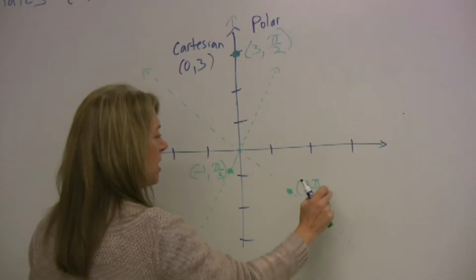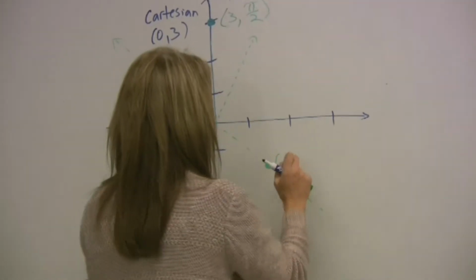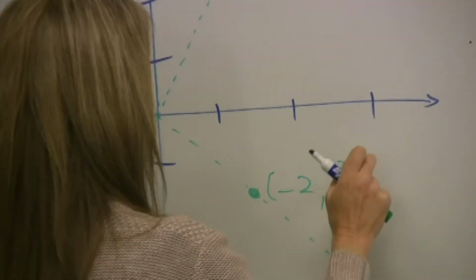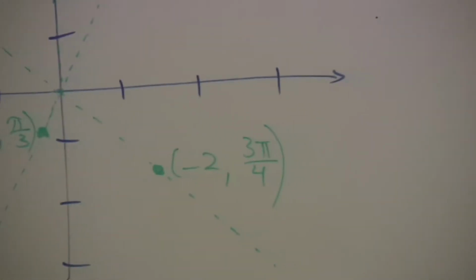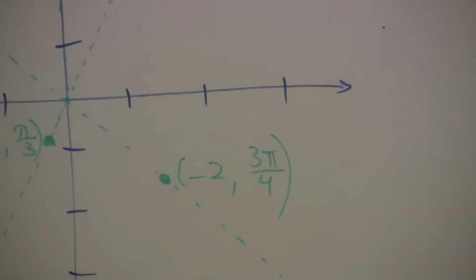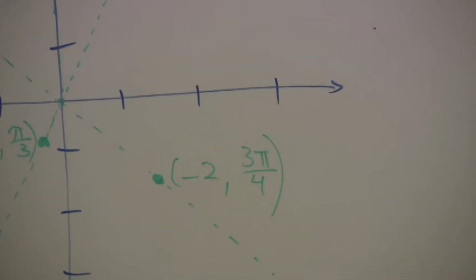3 pi over 4. Can you guys see the green? Oops. It seems really light to me. Can you guys read it? Yeah? I heard one yeah. Anybody say no? I feel like it would be faint. Can you see, Nick? Nick says no. Okay, I'm not doing any more green. I'll go over them with red.